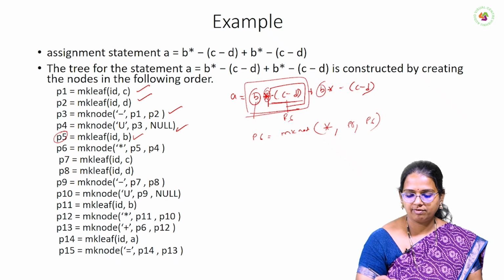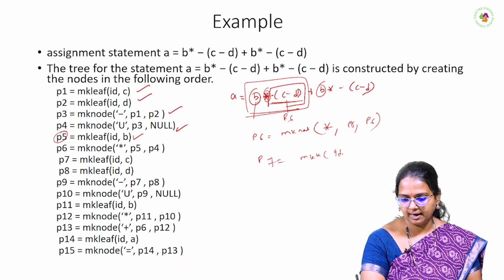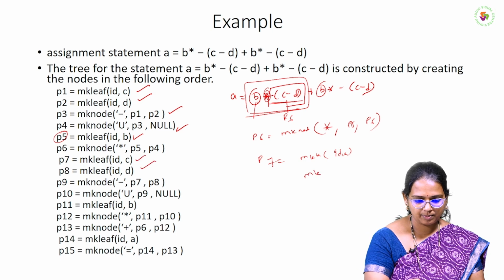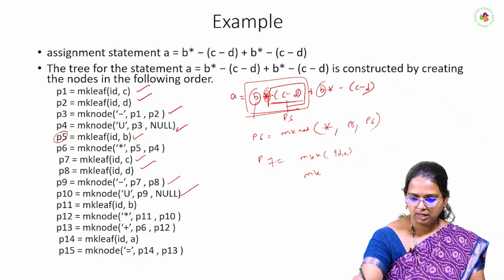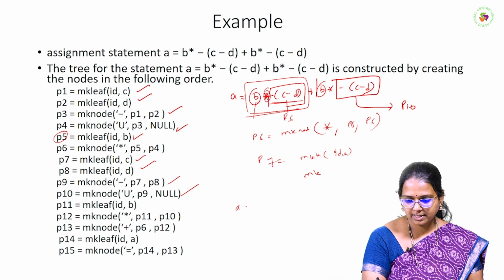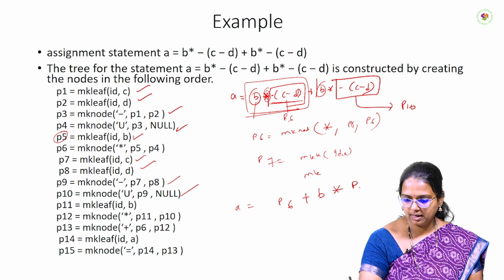Again, you should make a leaf for B. So, here P7 equals to make a leaf for ID comma C, make a leaf for ID D. Okay. Now, again minus for these two and unary minus. Now, this part is completed and it is named as P10. Now, how will the expression be? P4, A is equals to P6 plus B into P10.